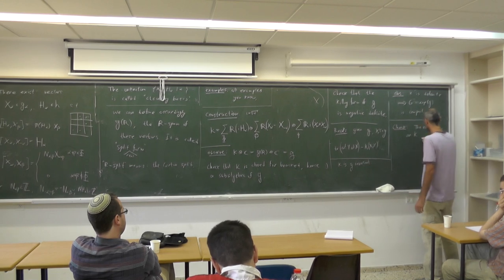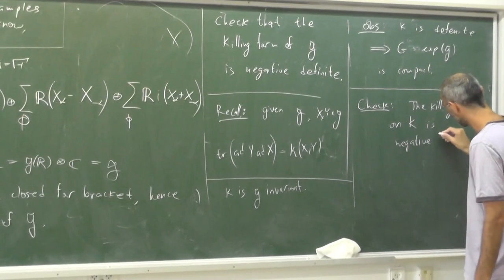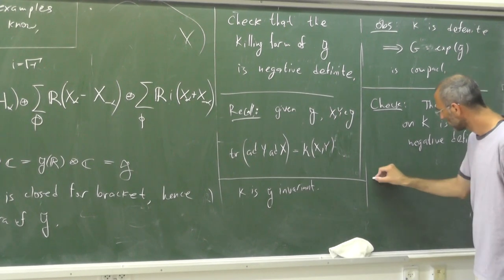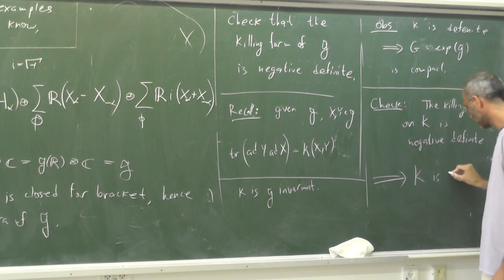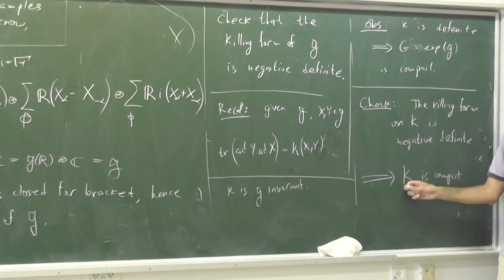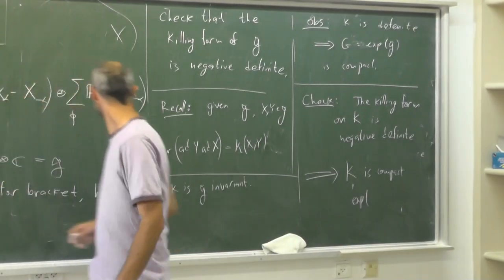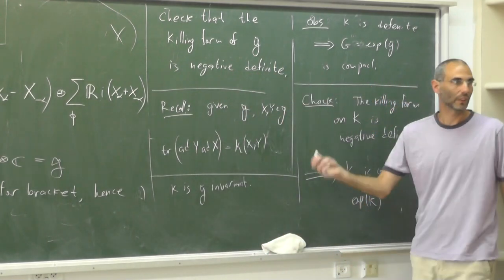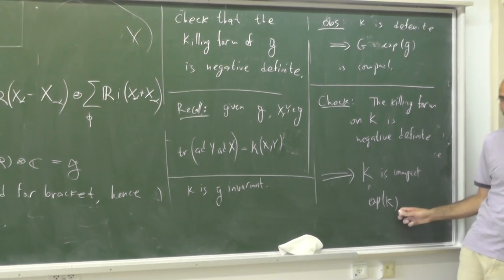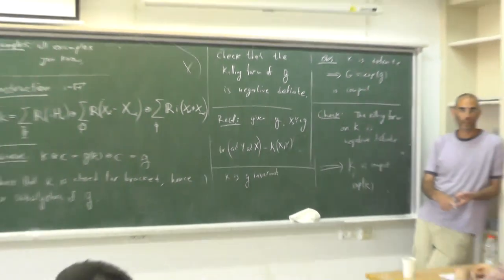On small k, it is negative. It follows that K is compact. I'm switching the notation: K is the Lie algebra associated with this, small k, not to be confused with kappa, or with whatever field we work over. This guy is compact.